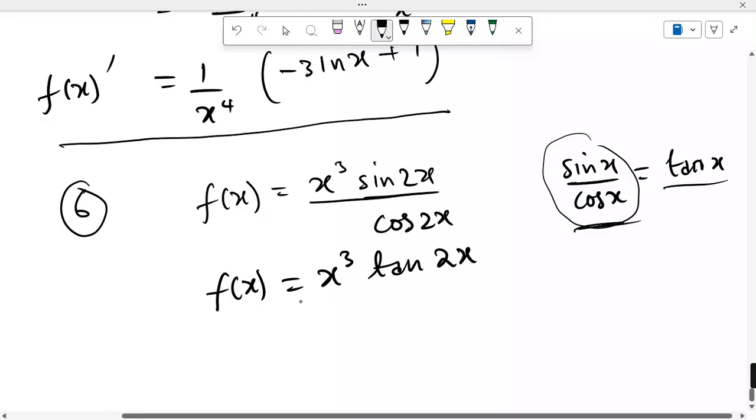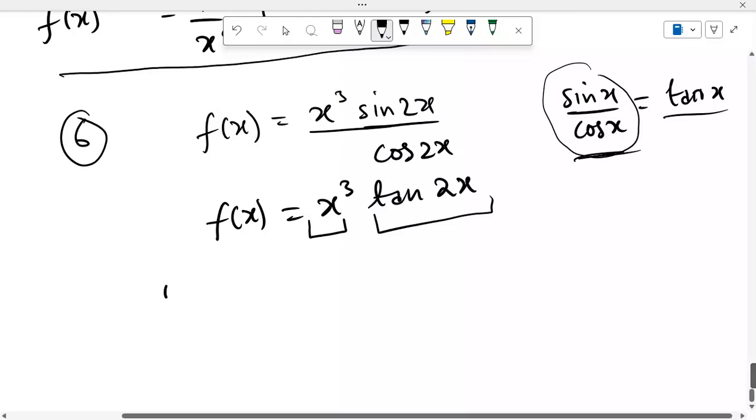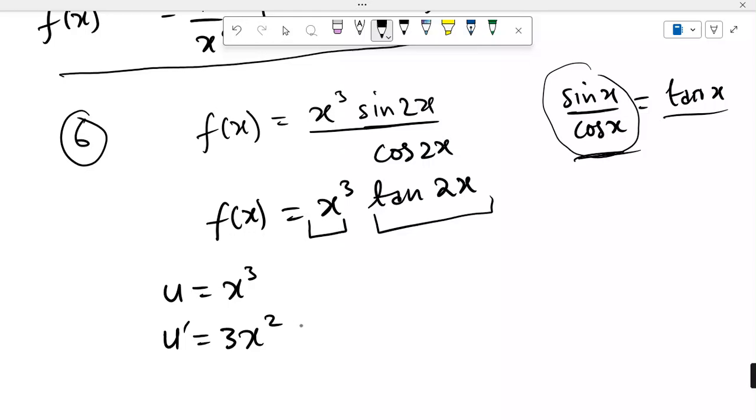Okay, so now we can apply our product rule. We have our u, we have our v. So u is x to the power 3, meaning u prime is, we bring down the 3, power minus 1, so 3 minus 1, 2. Okay, so v is tan 2x. V prime is, first of all you take out the 2. What's the derivative of tan? Sec squared. Okay, like that.